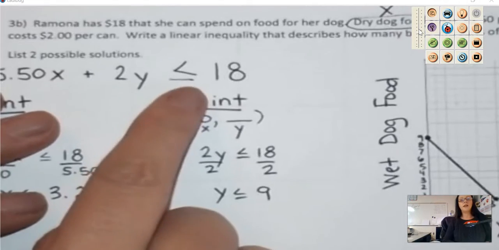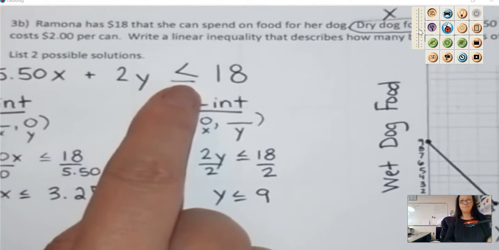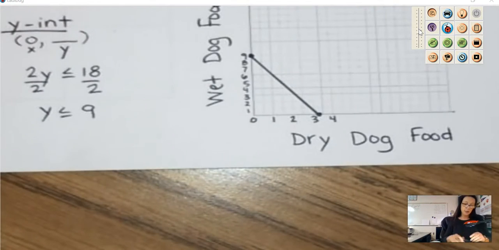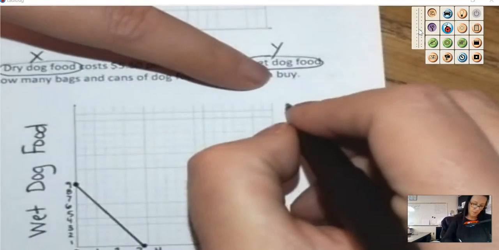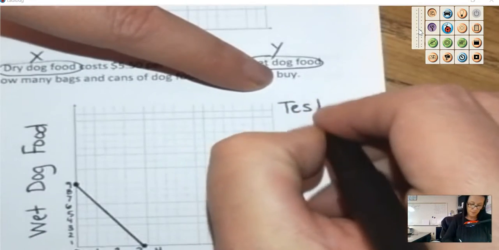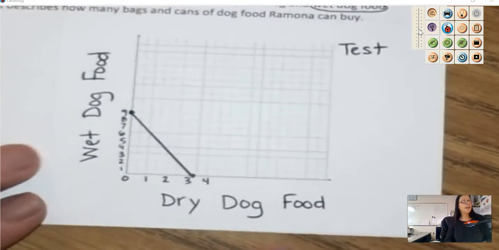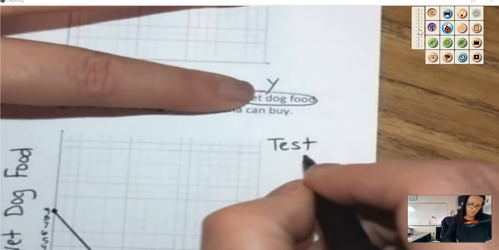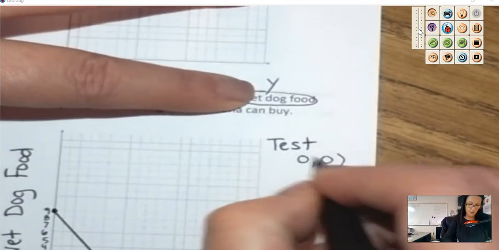Okay, when I have an inequality, there's always going to be shading. So I need to figure out where I need to shade. So this is where we use our test point. You're going to use a point that's not on the line. So I'm going to use 0, 0 since that's not on the line. So I'm going to test out 0, 0.